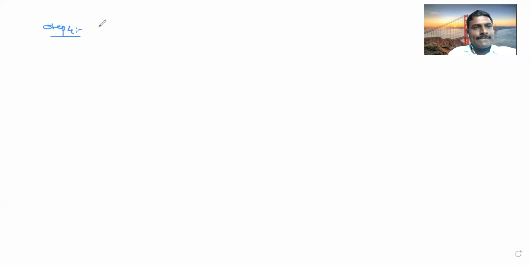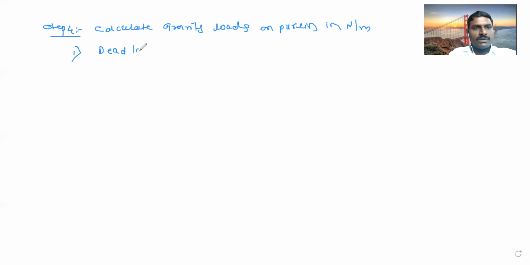Actually, I got disconnected for a second. Okay, so we are here at step 4. Calculate gravity loads on purlin in Newton per meter. So first, the gravity load is the dead load. So dead load is equal to total dead load.